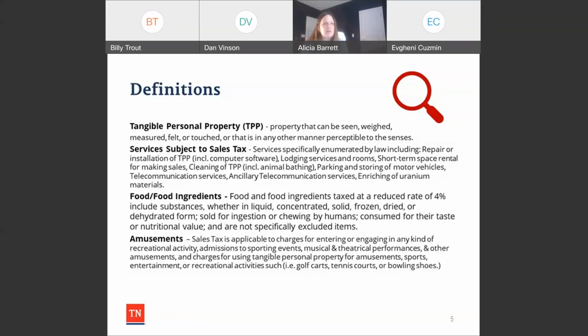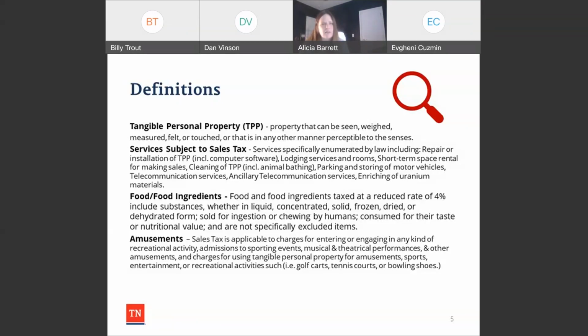Next thing is the services that are subject to sales tax. So these are services that are specifically mentioned in the law as being taxable. This includes the repair or installation of tangible personal property. It's accommodations, so lodging services and rooms. It's going to be that short-term space rental for making sales. It's also cleaning of tangible personal property, repair of tangible personal property, the parking and storage of motor vehicles, telecommunication services, and the enriching of uranium materials.